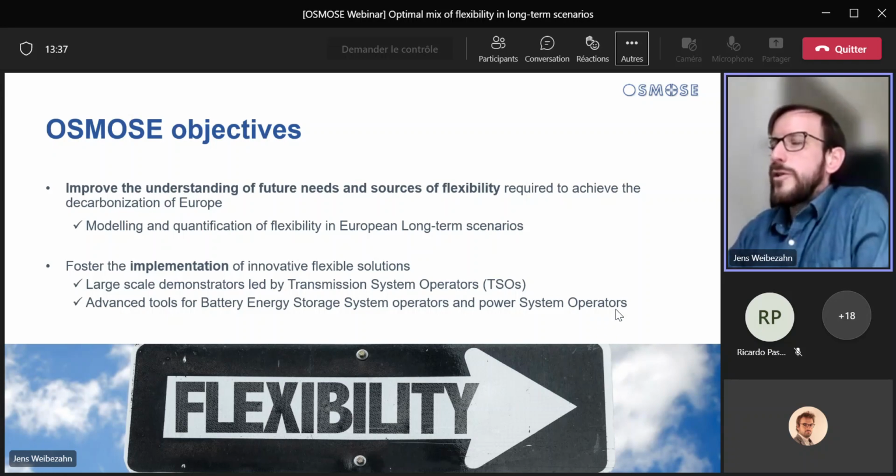And one part of the project was here to look at modeling tools for the quantification of flexibilities, especially in long-term scenarios, looking up to the 2050 time horizon. At the same time, we also wanted to look at the implementation of some innovative flexibility solutions, and this has been done in 4 large-scale demonstrators that were led by TSOs.